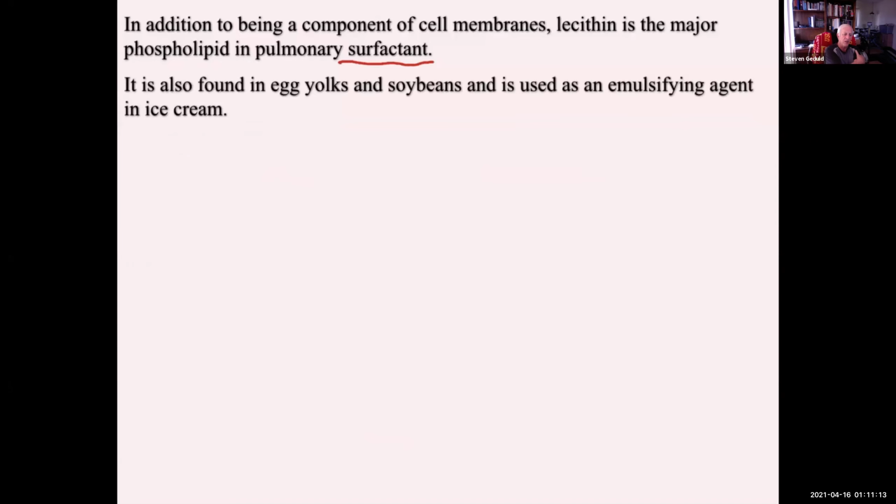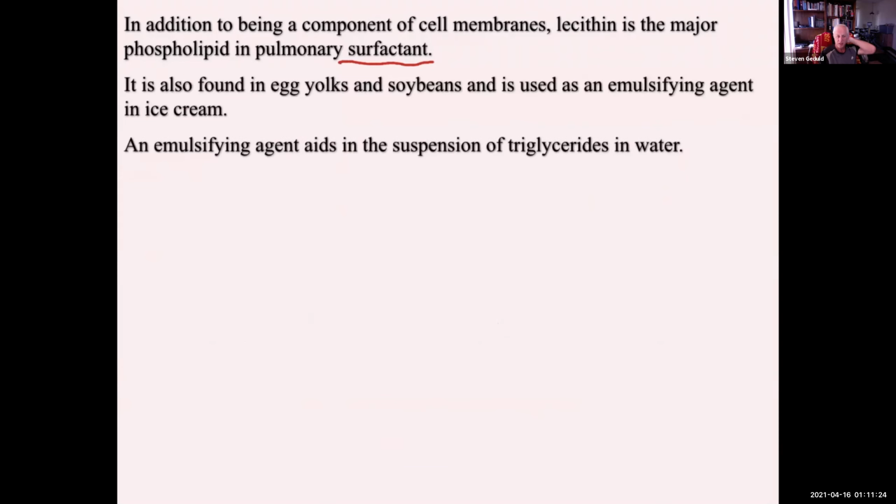It's also found in egg yolks and soybeans. It's used as an emulsifying agent in ice cream to suspend nonpolar molecules in a polar solution. Okay, an emulsifying agent aids in the suspension of triglycerides in water. Remember, triglycerides are fats. Fats are not dissolved in water. But an emulsifying agent aids in suspending those into water with a phosphate group, so it has a polar end to it.